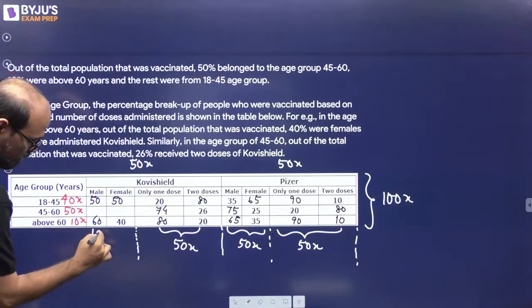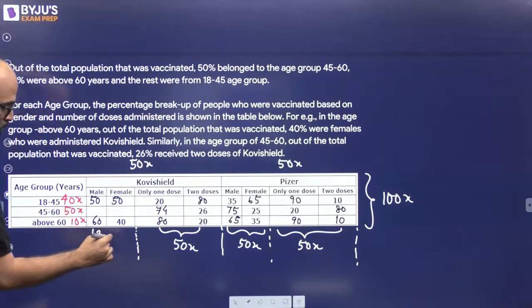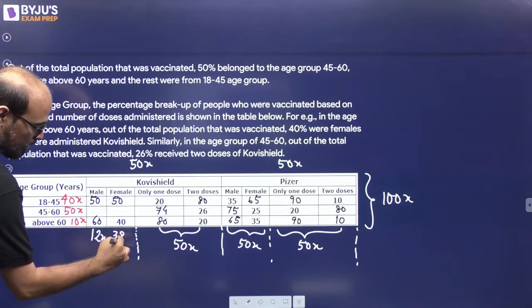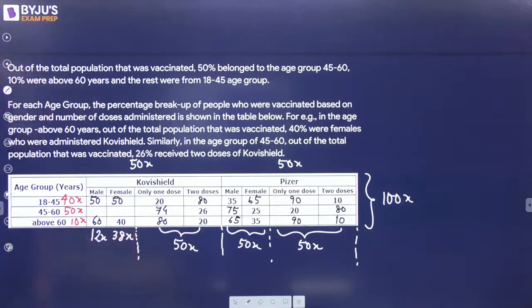So this is 12x. Out of 50, if we have 12x over here, the remaining 38x will become female, right? Now, how do we break this up? In Covishield, 50x people were vaccinated. Out of that 50x, how many people are of the age group 18 to 45, 45 to 60, and 60 and above? We will have to make an equation.